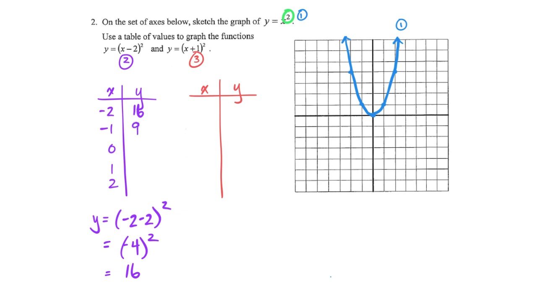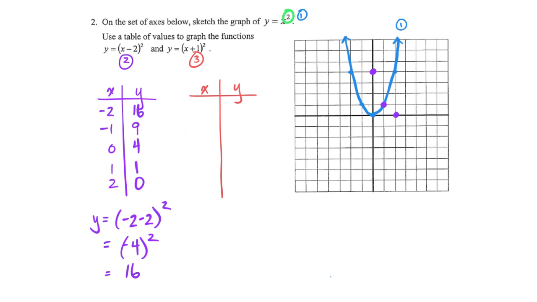Sub in 0. 0 minus 2 is -2. Square it is 4. Sub in a 1. 1 minus 2 is -1. Square it is 1. It's a kind of a sloppy one. Sub in a 2. 2 minus 2 is 0. Square that is 0. And I notice that I'm able to plot 3 of those points. So I'm going to go ahead and plot them. 0, 4, 1, 1, 2, 0.